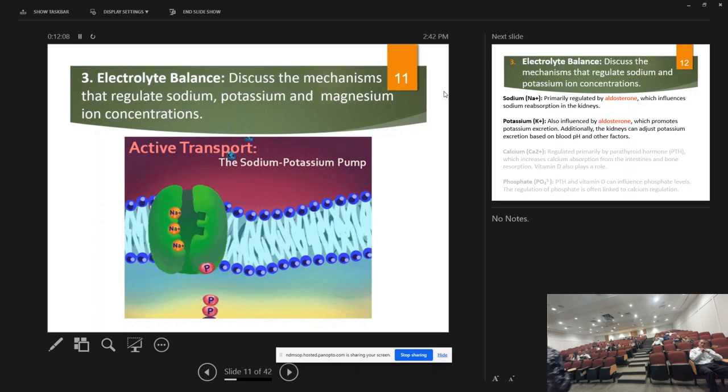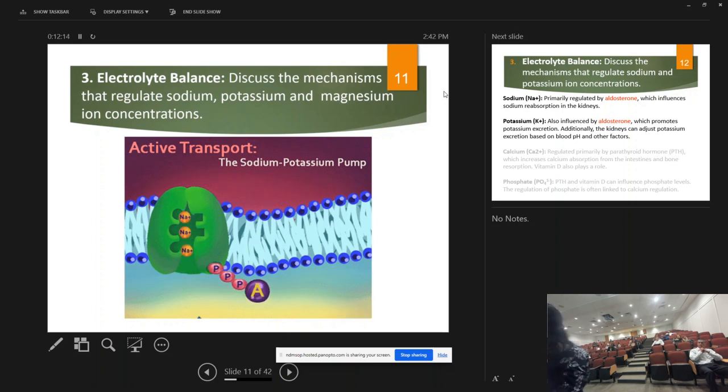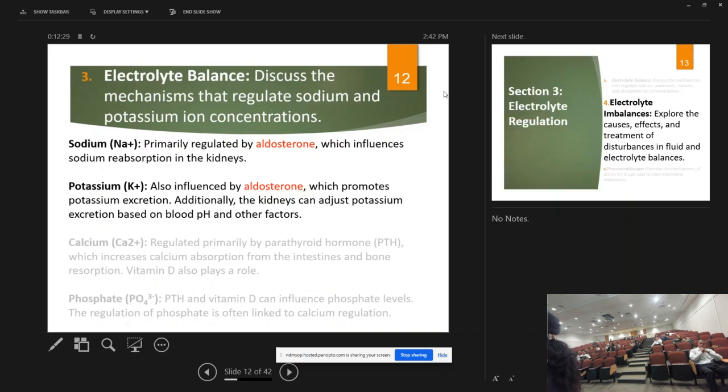And how many potassium are coming in? 2. So it's 3 to 2 transport. And as you can see here, the ATP is involved in opening of this channel and closing of this channel. So the ATP is the driver for exchange of these two ions. Keep that in mind. So let's now take a look at sodium.